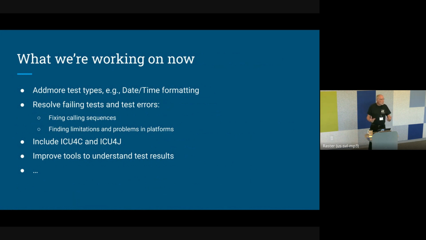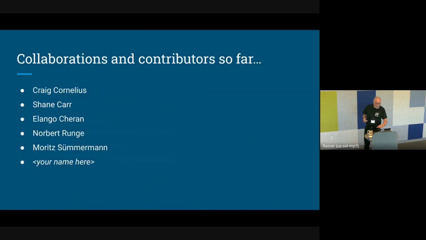We would like to add ICU4J and ICU4C as new platforms into this, not because we don't believe that they work, but because we want to make sure that we can directly compare. One of the things I want to do is be able to say, take this test result and this test result and actually compare them and see which tests fail in common, which tests work in common, what differences in the test outputs are there in more detail. So there's a lot more we could be doing with this.